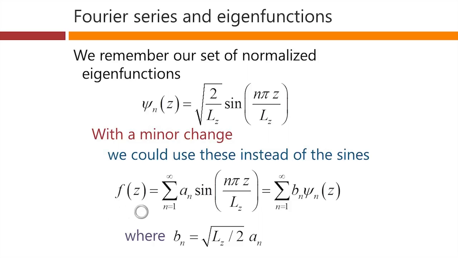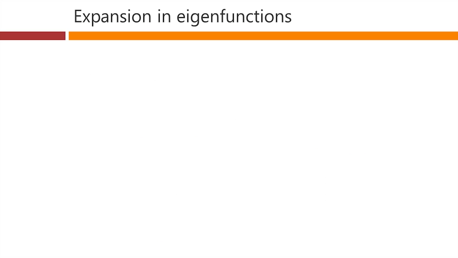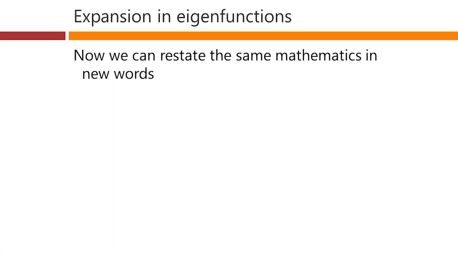This function here does not have to be a solution of the particle in a box problem. This is a mathematical statement that any function between 0 and lz that hits 0 on the walls can be written as a sum of these eigenfunctions with coefficients in front. So we can restate the same mathematics in new words.